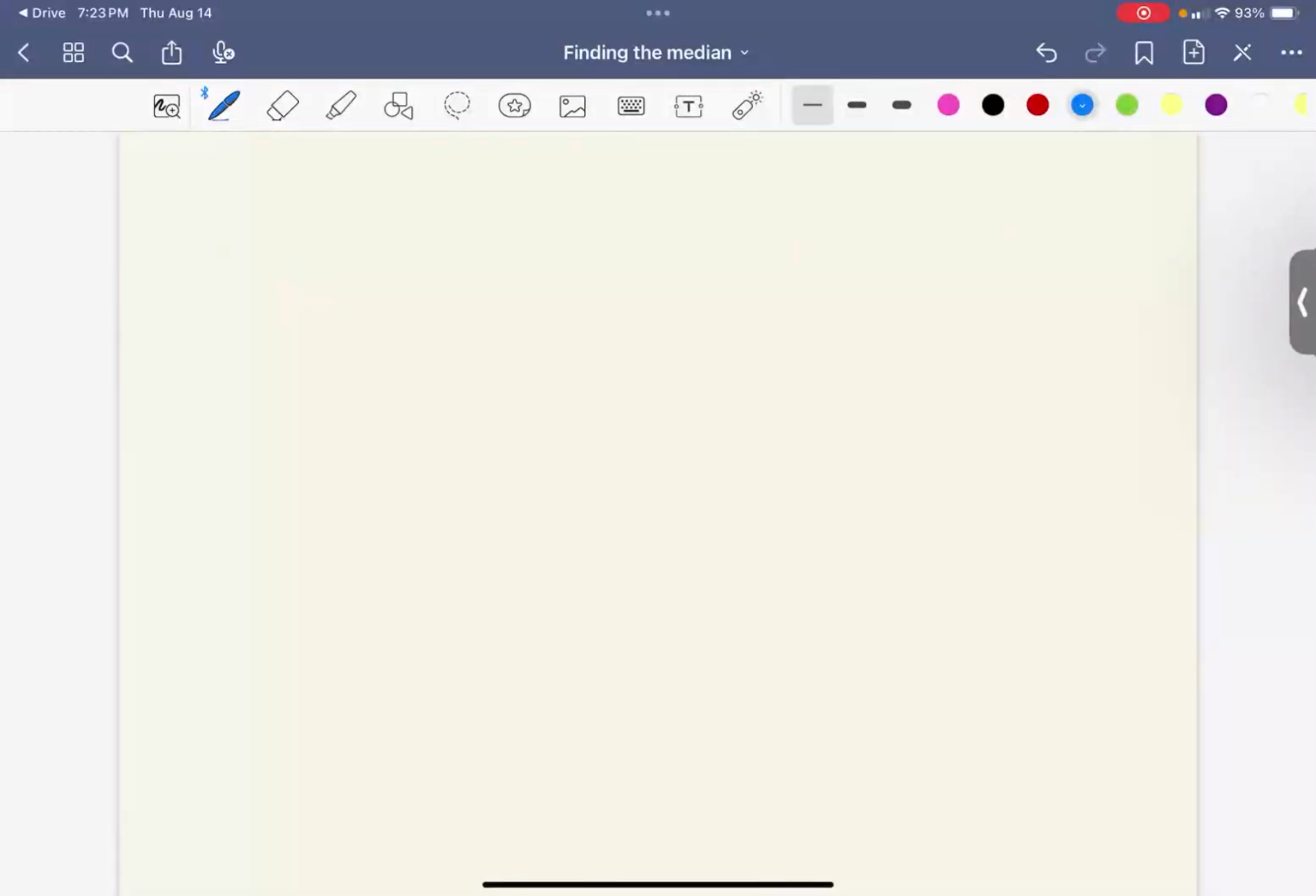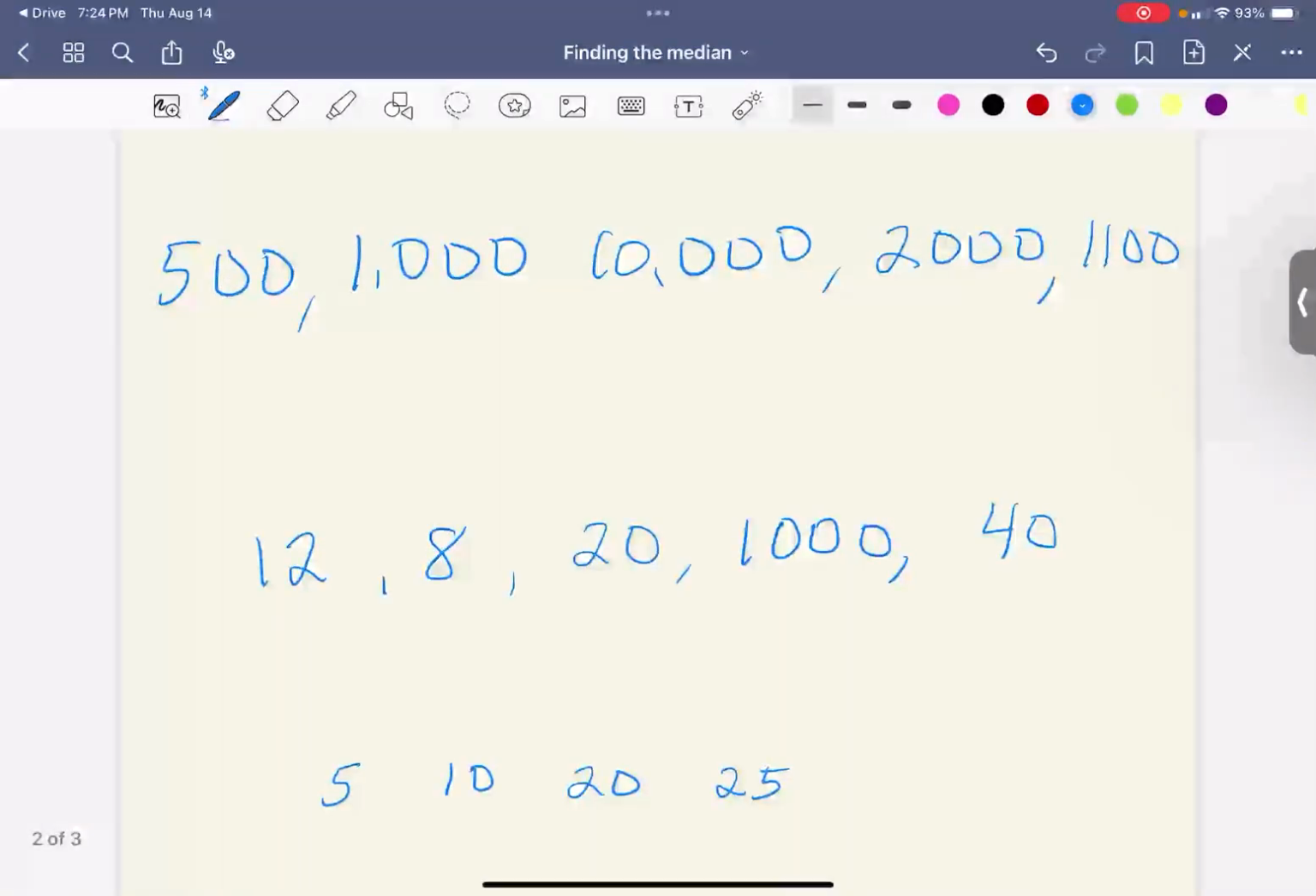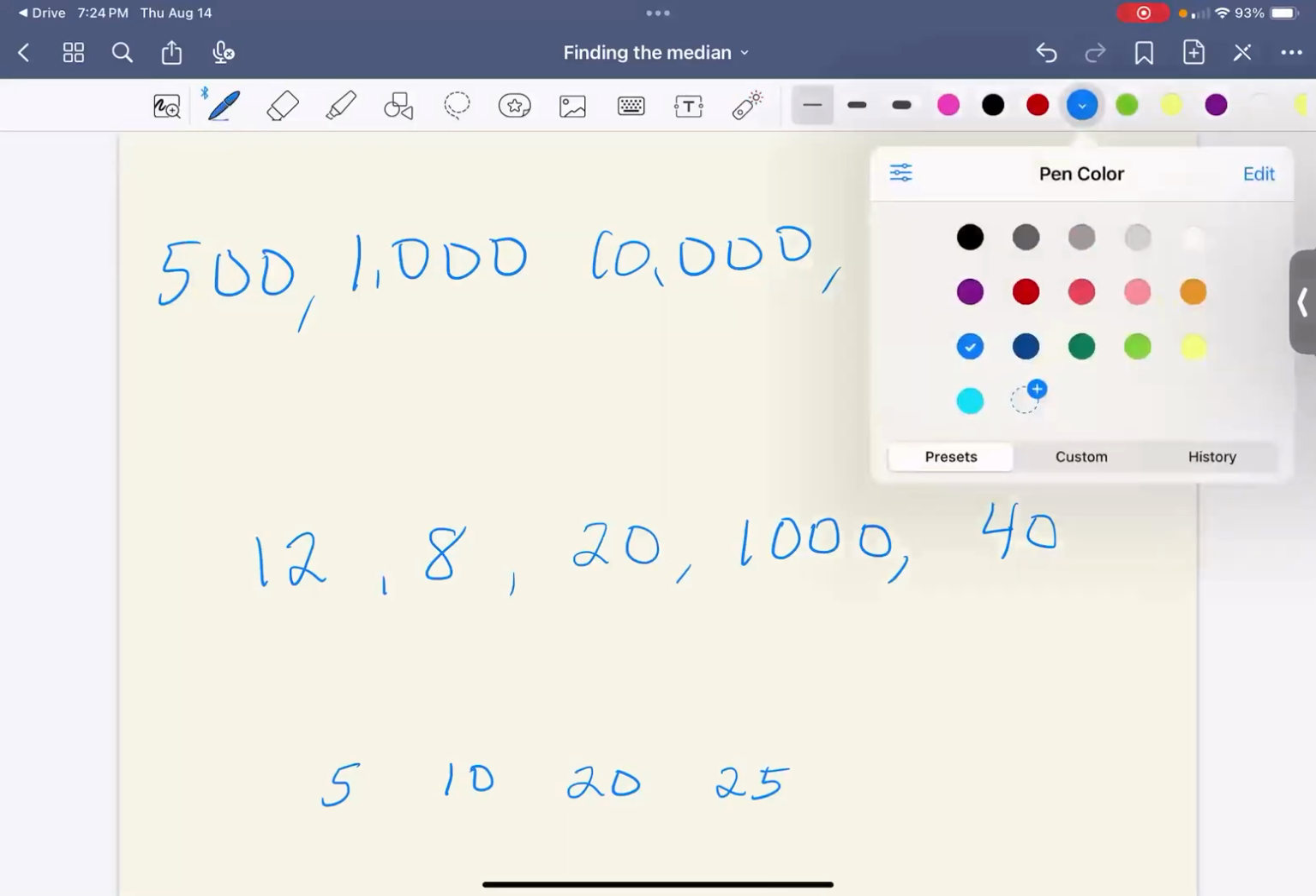In this video, we're going to look at finding the median. The median is a number in the middle of a group of numbers. So let's look at this group of numbers on top. I want to find what number is in the middle. Well, I see I have one, two, three, four, five numbers, but they're not in order. So the very first thing I need to do is put these numbers in order to find out which one is in the middle.